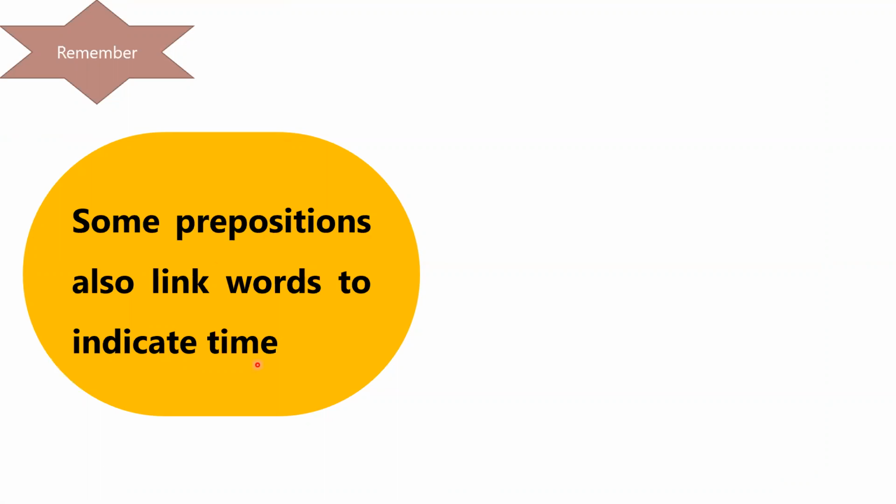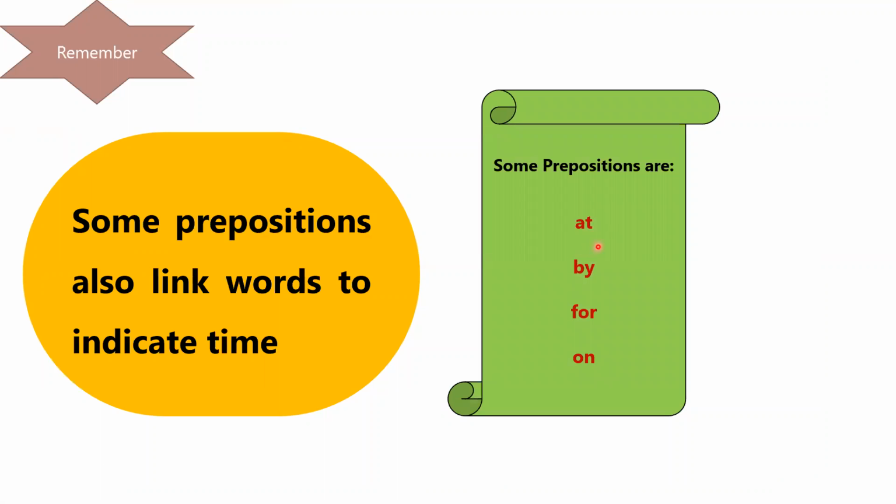Next, remember children, some prepositions also link words to indicate time. कुछ preposition words ऐसे भी होते हैं जो time को indicate करते हैं. Let us see such type of prepositions: at, by, for, on. So these are some prepositions which are used for indicating time.